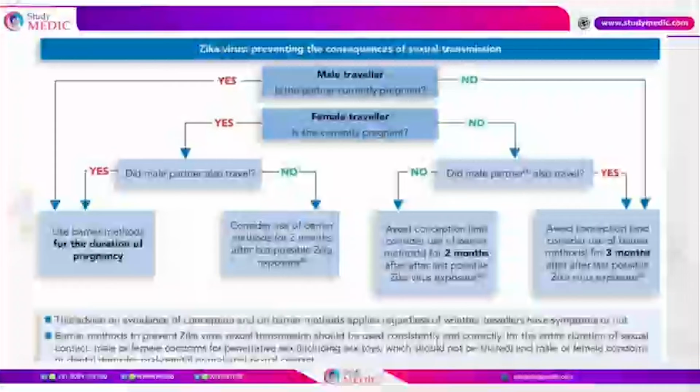If the female has traveled but she is not pregnant, in that context we need to think about the male partner too. If the male partner has also traveled, understand very clearly that 3 months of protection will be required. But if the male has not traveled, she should avoid conception and use barrier contraception for 2 months after the last exposure, which will eliminate the risk of transmission. So in that context, talking about the baby is also very important, and considering the safety of the partner is also very, very important.